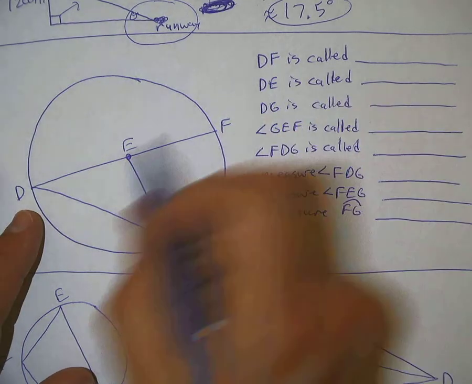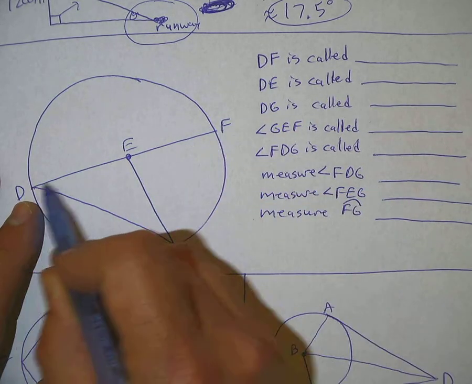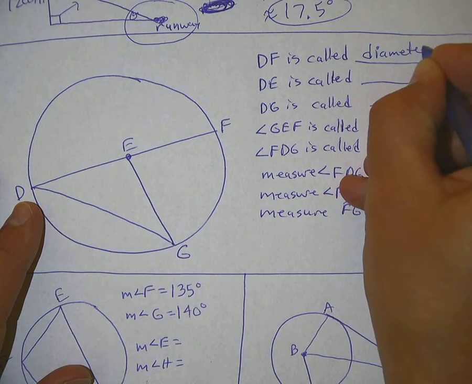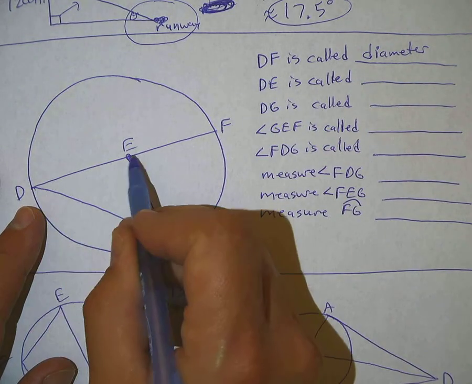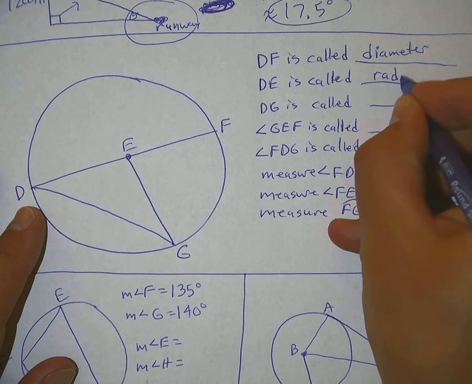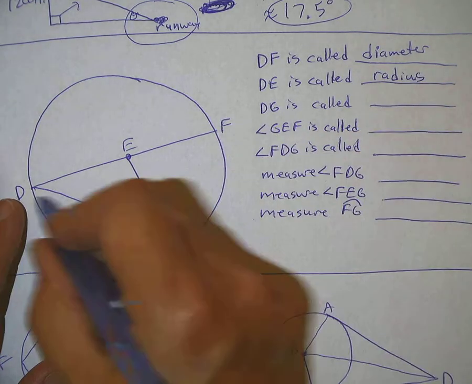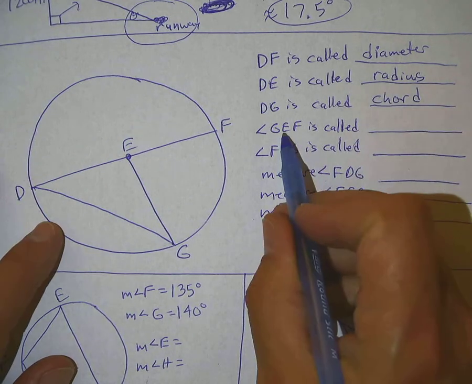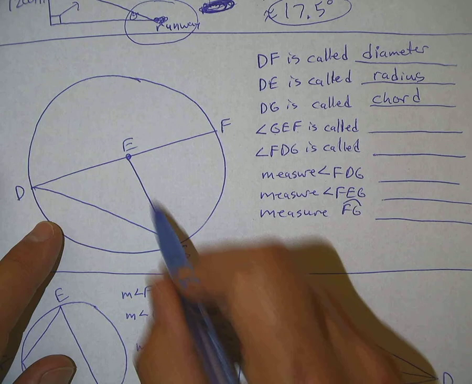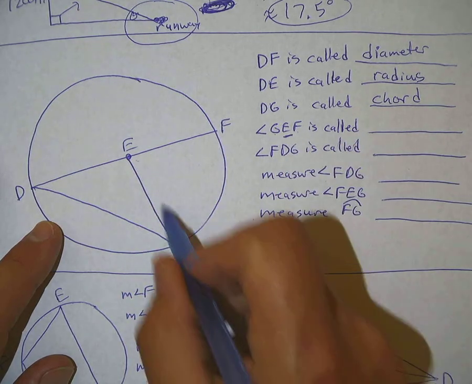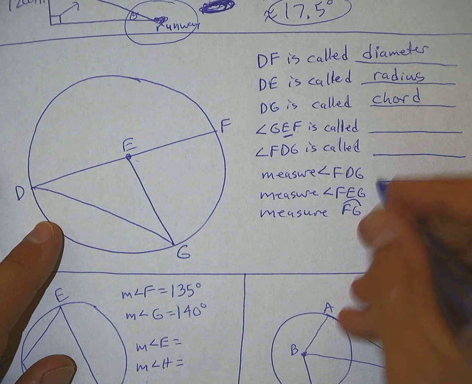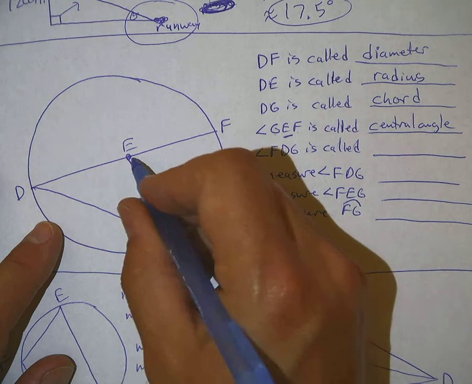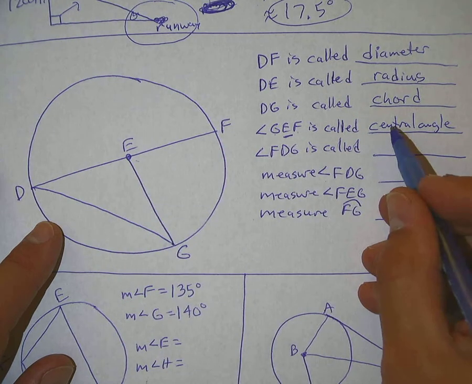Okay, next we have some vocabulary from Unit 6. So in a circle, DF, the chord going through the center of the circle, this is called a diameter. DE is going from the center to the edge of the circle, that's called a radius. DG, a segment whose endpoints are on a circle, is a chord. Angle GEF. Look at the middle letter, that's your angle. GEF is called a central angle. And the way I remember that is because its vertex is in the center of the circle, so it's a central angle.